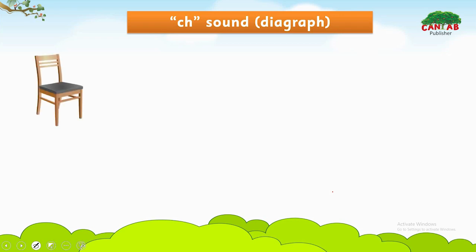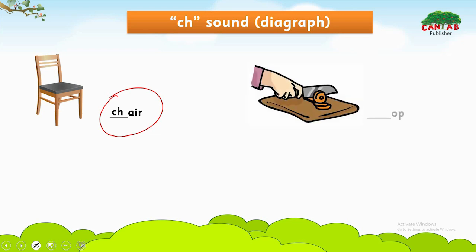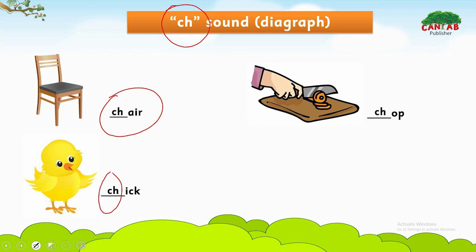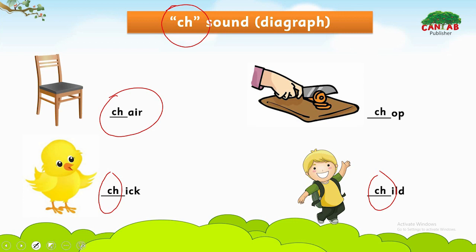Now, ch sound digraphs. What is this? Yes, this is a chair. The next one: as I am discussing the ch digraph, put ch here. This is chop. The next one is chick. So ch digraph will be used in chick. The next one is child. Yes, ch digraph will be used in child.